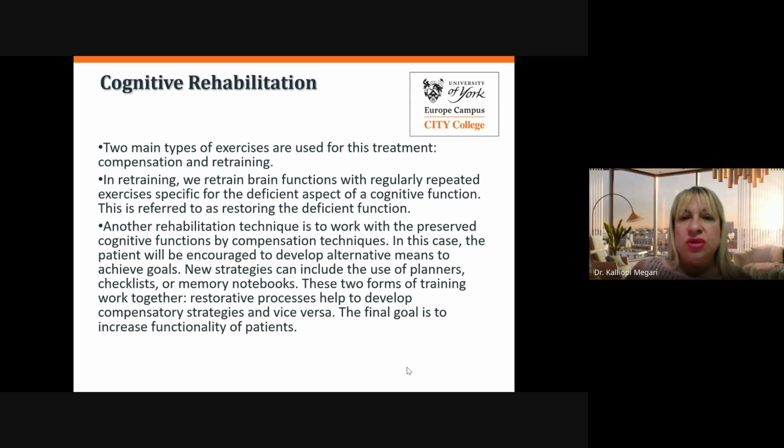Another rehabilitation technique is to work with the preserved cognitive functions by compensation techniques. In this case, the patient will be encouraged to develop alternative means to achieve their goals. And new strategies can include the use of planners, checklists, or memory notebooks. And these two forms of training work together. Restorative processes help to develop compensatory strategies and vice versa. And the final goal is to increase the functionality of the patients.